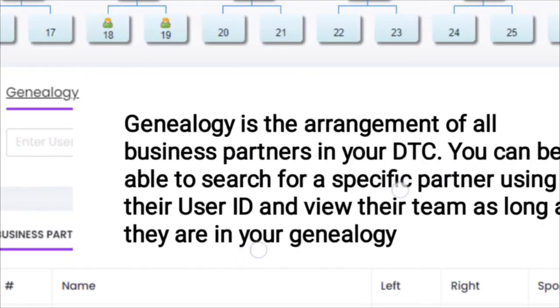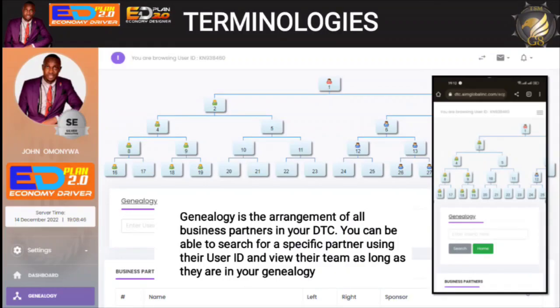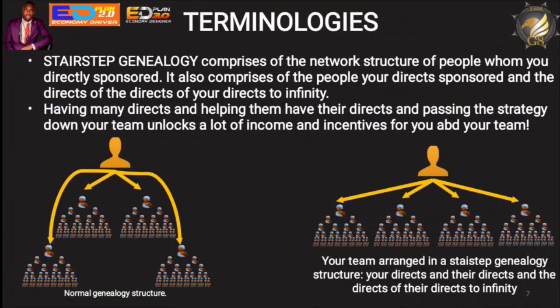We'll be able to talk about that one later on, so that you can see different views, okay? So now that is the terminology, genealogy. You get it there, you'll be able to see the arrangement of people in your DTC, okay? Next is what you call stair-step genealogy. Now, stair-step genealogy comprises the network structure of people who you directly sponsored. It also comprises your directly sponsored people and the directs of your directs to infinity. Okay, so having many directs and helping them have their directs and passing the strategy down your team unlocks a lot of income and incentives for your business.